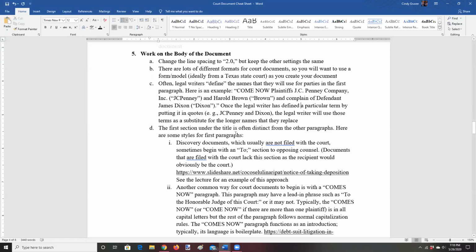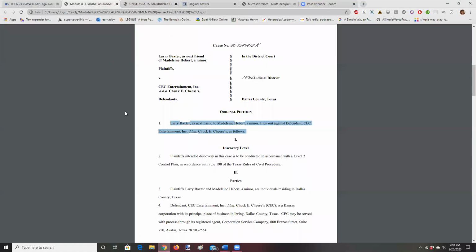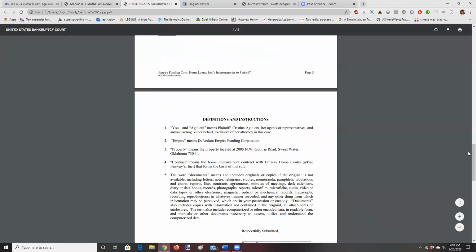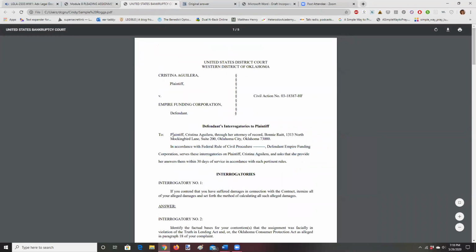So let's consider, we've already talked about the discovery documents and that for those we're going to have that to section. Now the way that the to section that I just showed you is formatted is that the to section information is all on one line. Typically, it will include the attorney's name. In this case, it includes the party's name.